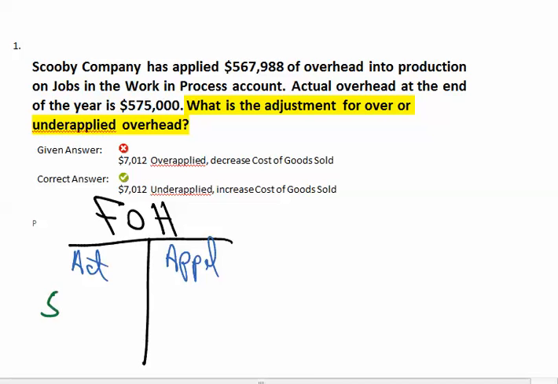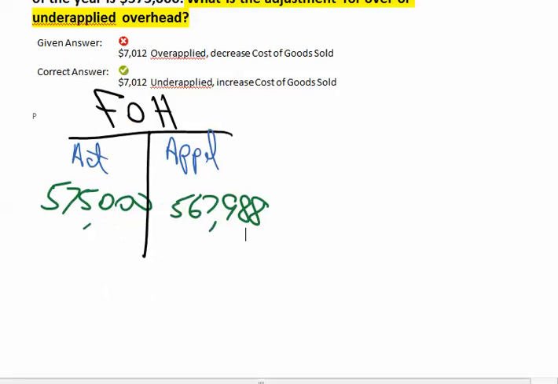So we had $575,000 in actual. Our applied amount was $567,988. Well, the difference between these two is $7,012. The difference, of course, is a debit balance of $7,012 because our debits exceed the credits. All right? So the question is, what do we do with it?